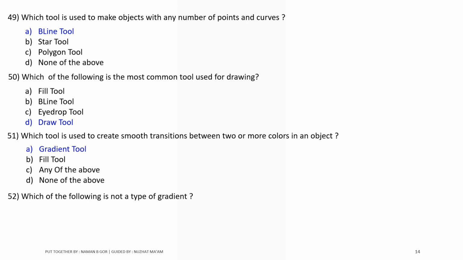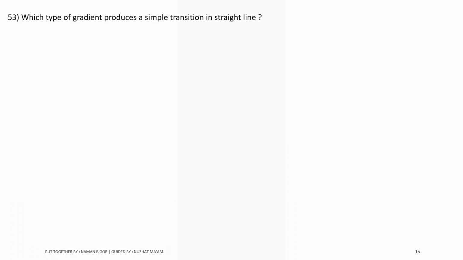Question number 52. Which of the following is not a type of gradient? The options are A. Linear, B. Circular, C. Conical, and D. Radial. And the correct answer is B. Circular.